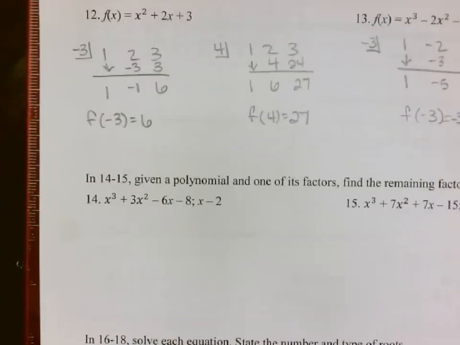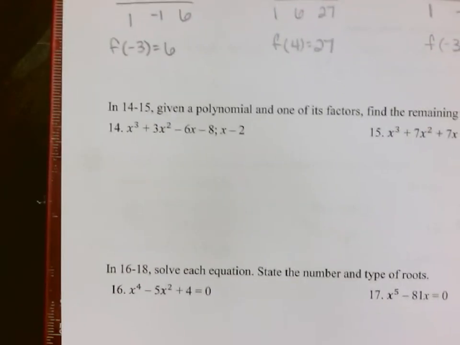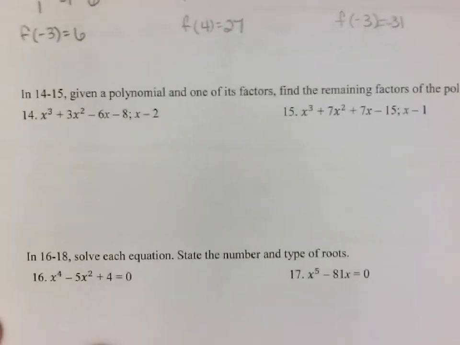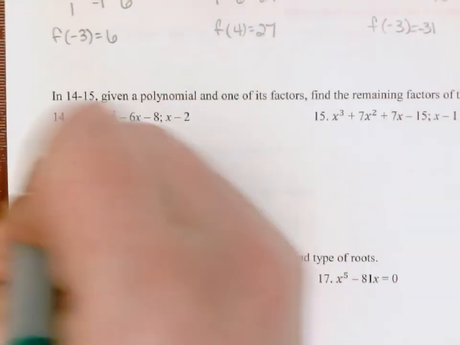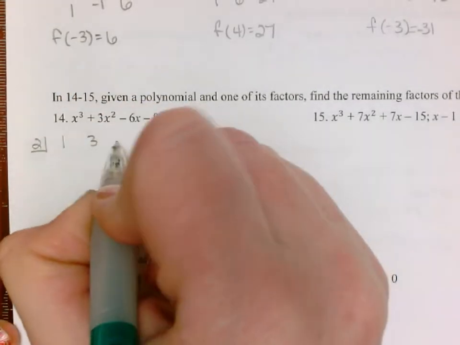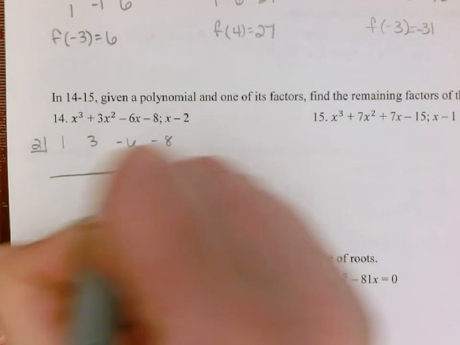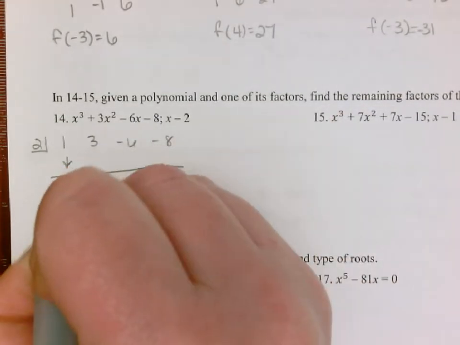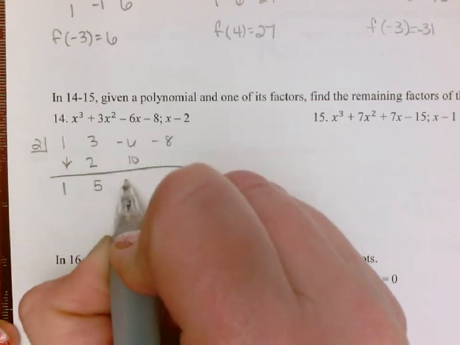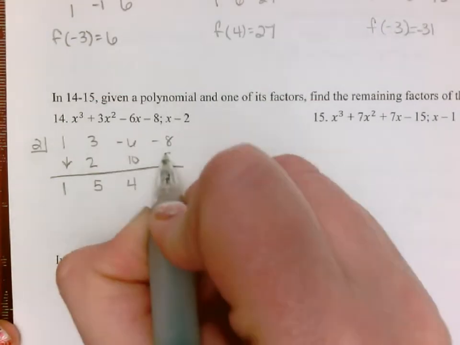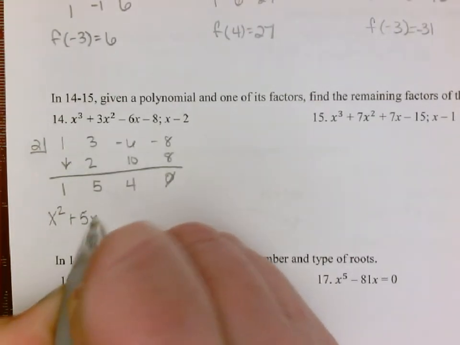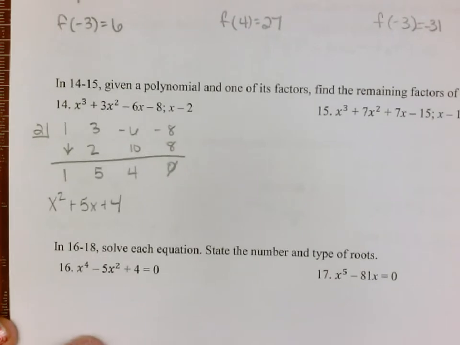So 14, you're given one of its factors. Find the remaining factors of the polynomial. This is from 5.6. So this would be 2. So I'm going to do synthetic with 2. 1, 3, negative 6, negative 8. Bring this down. 1, 2, 5, 10, 4, 8, 0. This is x squared plus 5x plus 4, which I can still factor.